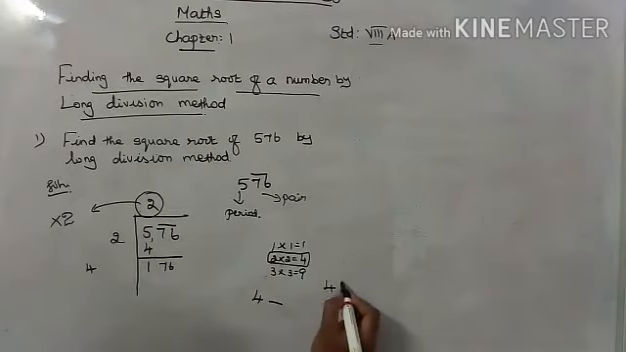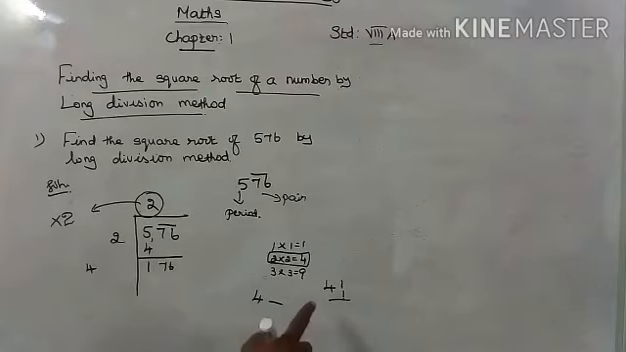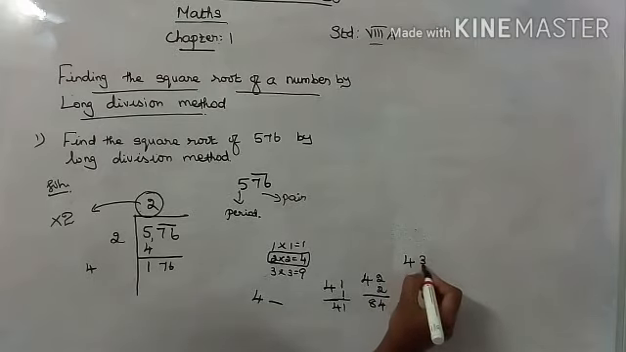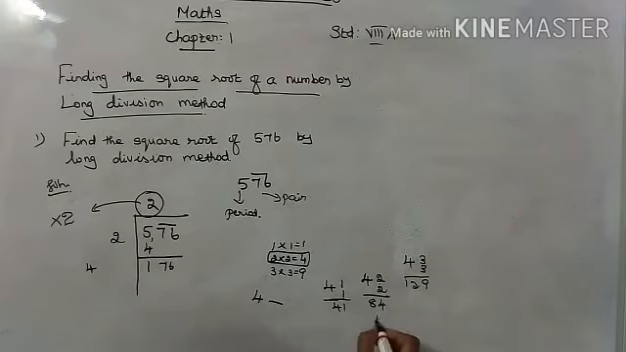So here, 41 1s are 41. Any number you take here, you multiply by the same number. Again, if you take 2, 42 2s are 84. Again 43: here you take 3, then you multiply the number by 3. 43 3s are 129. Again 44 4s are 176.